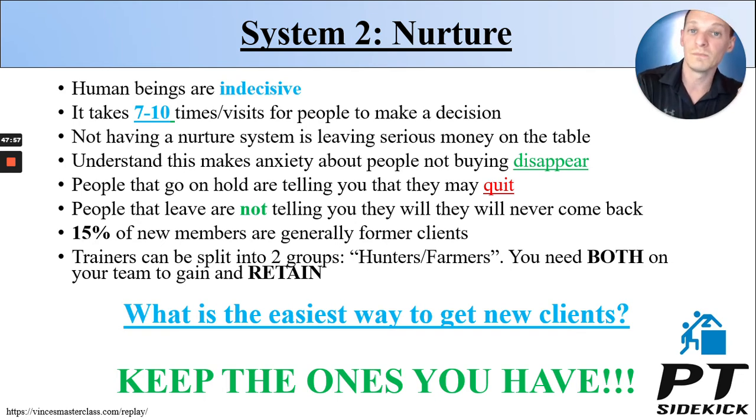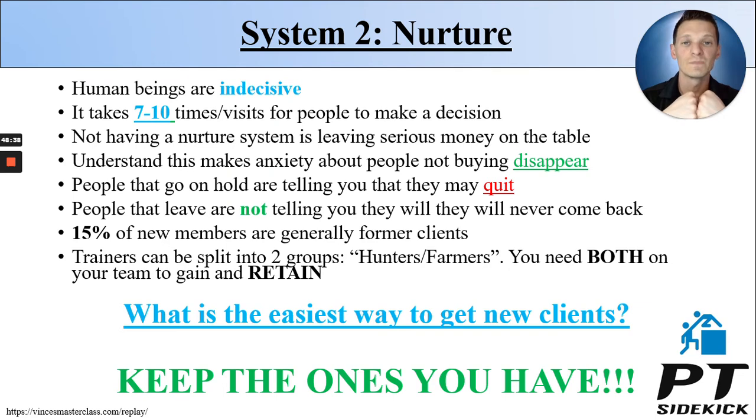Okay? Now, when you're building your team, there are two different types of trainers. Okay, so two different groups. So Pete Dupree calls them hunters and farmers. I call them an offensive line and a defensive line, whatever you want to call them. But you're going to need both to gain and retain. So the hunters, or the offensive line, are the people that can fill your gym very, very quickly via sales. They're generally a bit more charismatic, very good at sales. And the farmers are the people that are going to nurture all of your clients heavily.